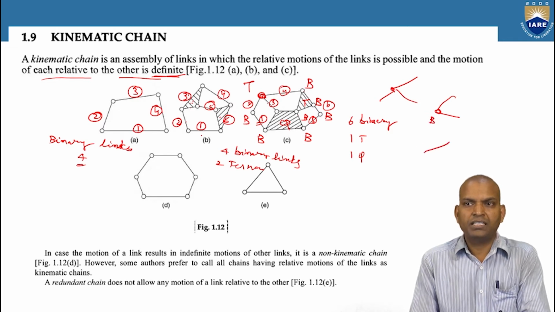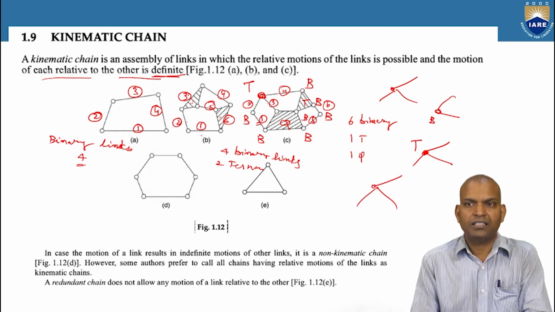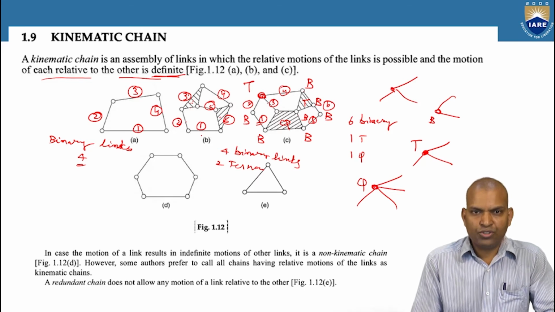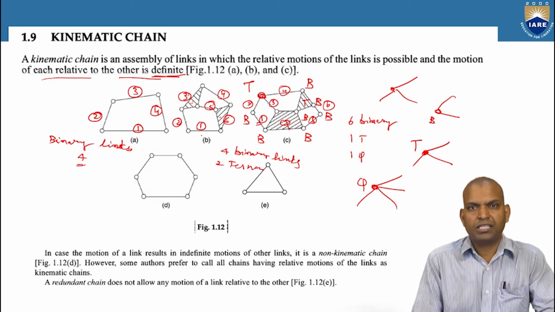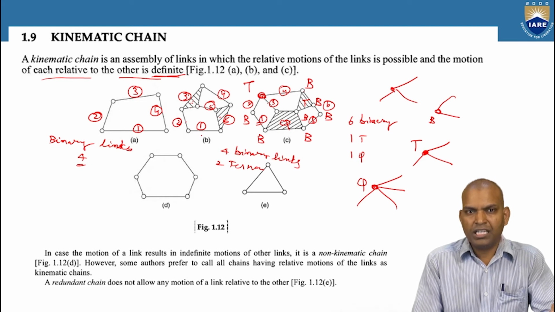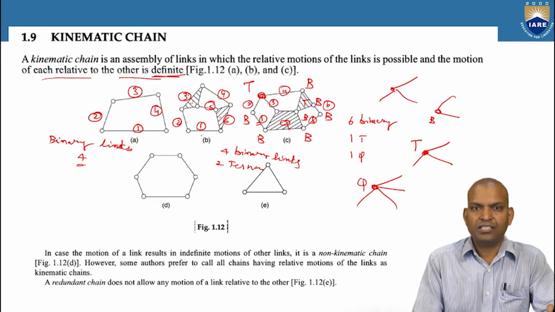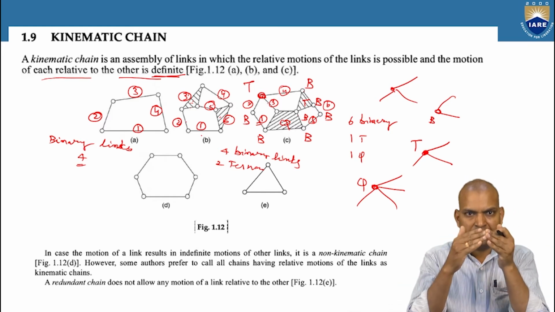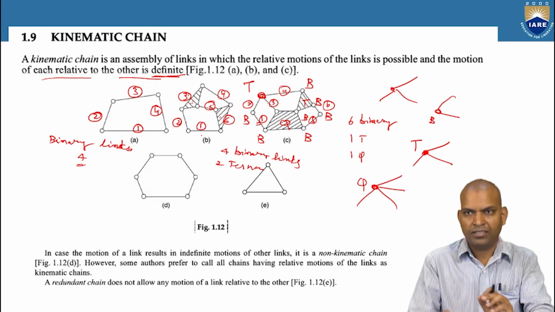If 3 links are connected at the node, then it is called a ternary joint. If 4 links are connected at the joint, then it is a quaternary joint. Binary joint, ternary joint, quaternary joint. A joint is entirely different from a link. A joint is the node where all the links are met and joined.